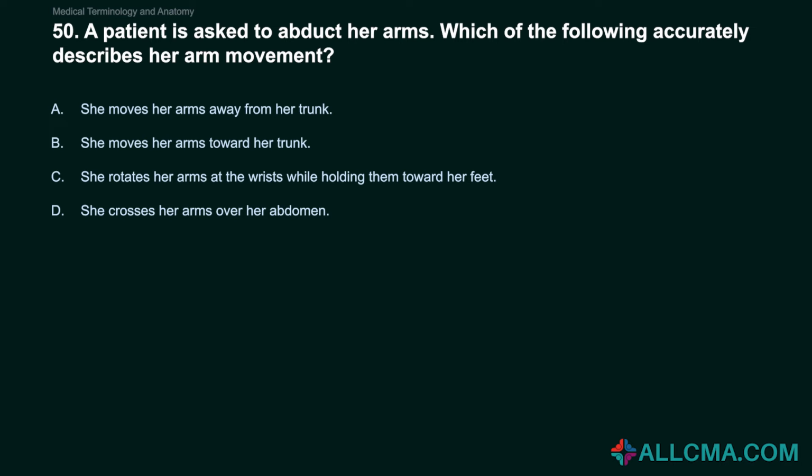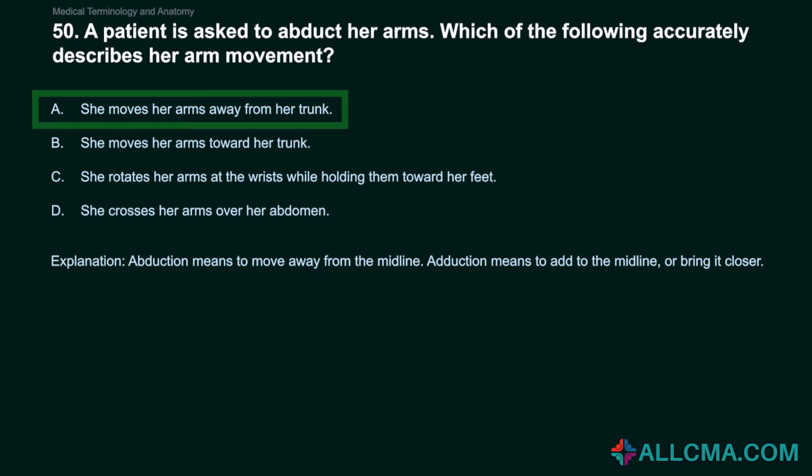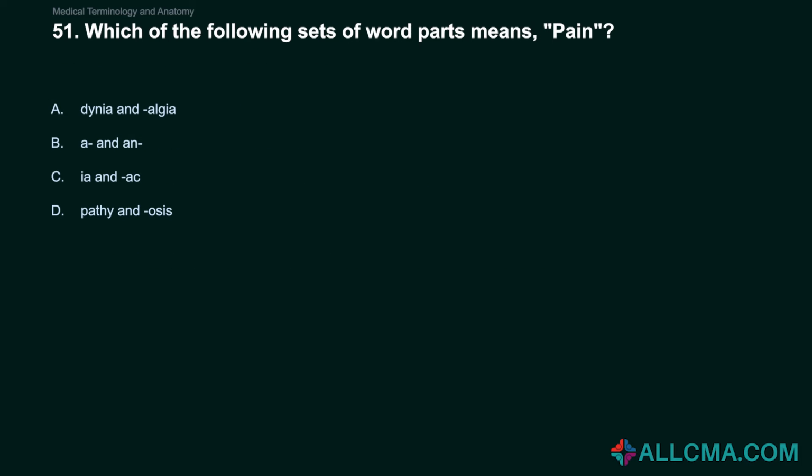She crosses her arms over her abdomen. Correct answer, she moves her arms away from her trunk. Abduction means to move away from the midline. Adduction means to add to the midline, or bring it closer.